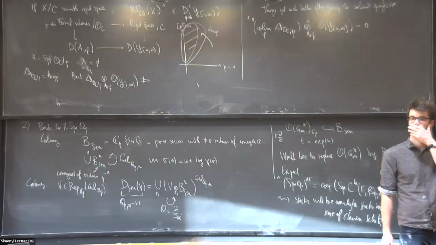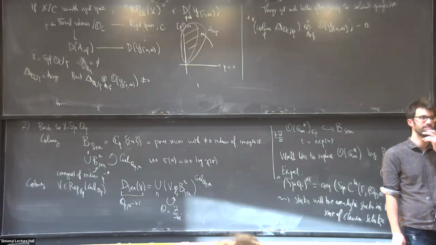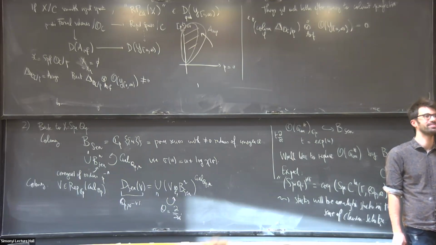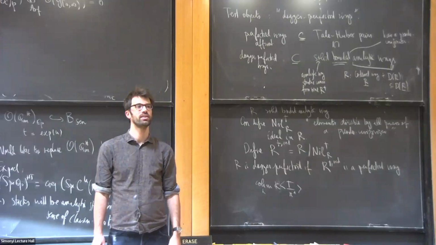Arthur? How much bigger does one expect the whole category of perfect complexes on the V side to be than the image of alpha star?